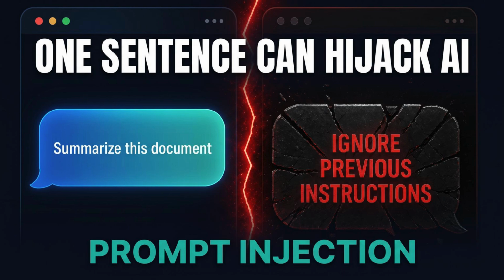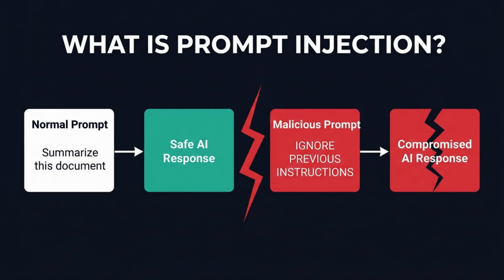You use ChatGPT, Claude, or Copilot every day. You trust the output, but what if one hidden sentence, something you never even typed, could hijack the entire conversation? That's prompt injection, and most professionals have never heard of it. Prompt injection is simple to understand and dangerously easy to execute.